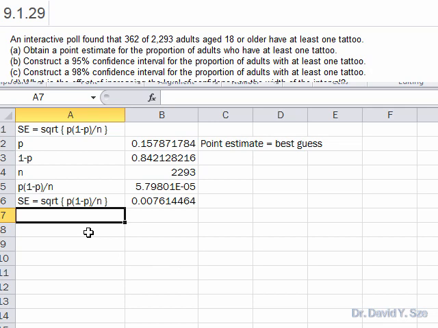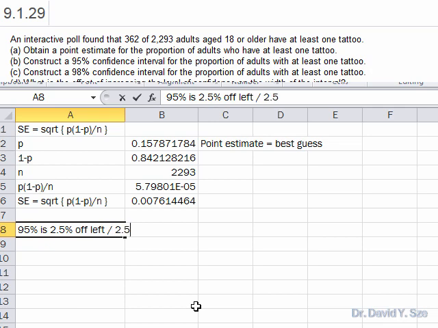Now, for a confidence interval, we need the normal distribution, a normal number of standard errors. For part B, we want a 95% confidence. So 95% confidence is 2.5% cut off the left and 2.5% cut off the right. If we cut off 2.5% on the left and 2.5% on the right, we end up with 95% left in the middle.